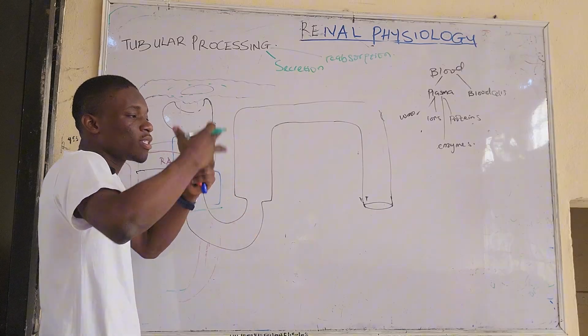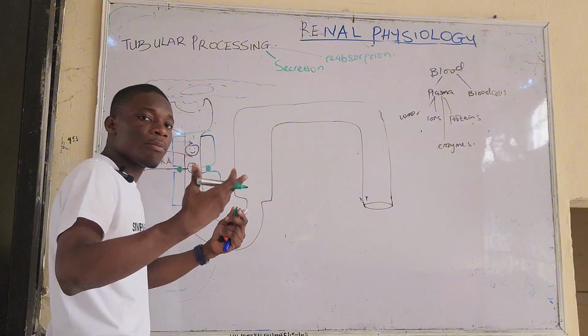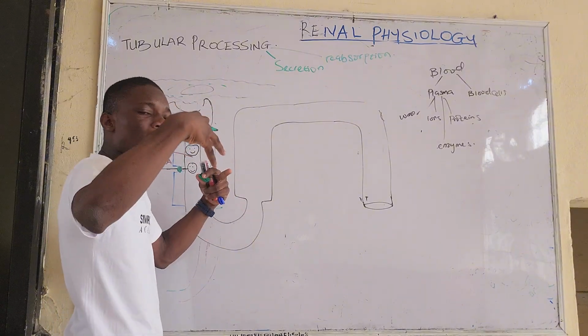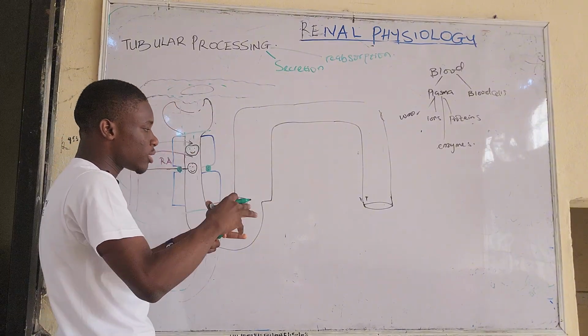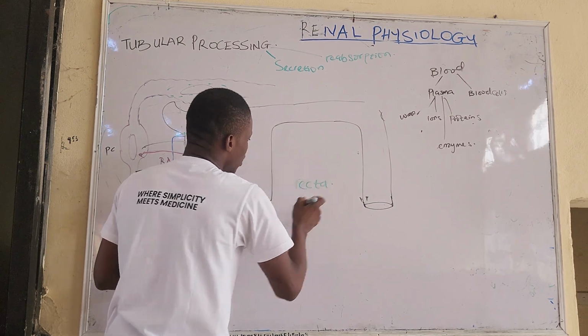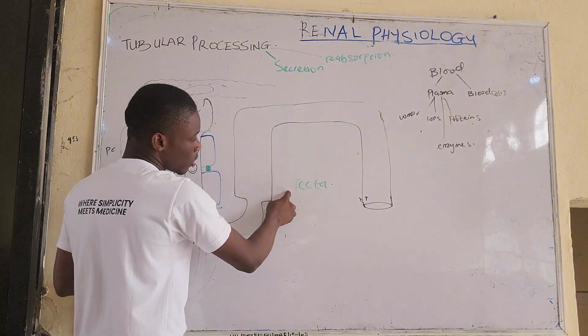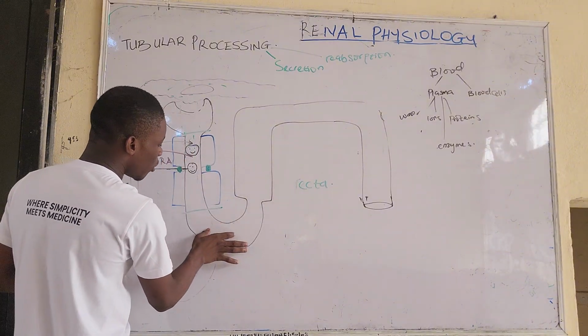Pars compacta means it is very convoluted. You can call it pars convoluta or pars compacta. It means it is very convoluted. Why the pars recta is straight? When you hear the word recta, it means straight. So the first part of the PCT is highly convoluted, while the second part is straight. So this part is the loop of Henle.